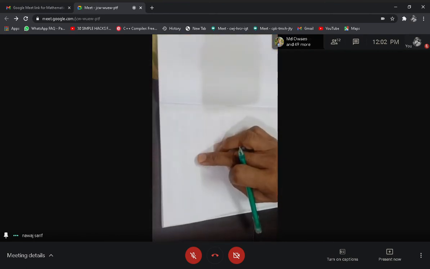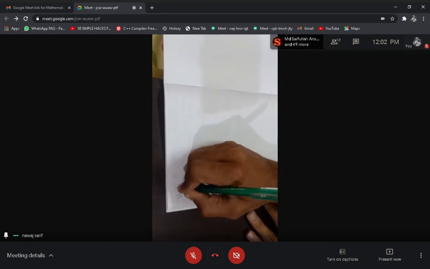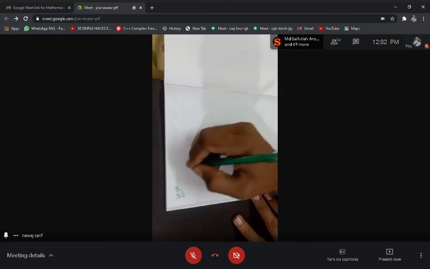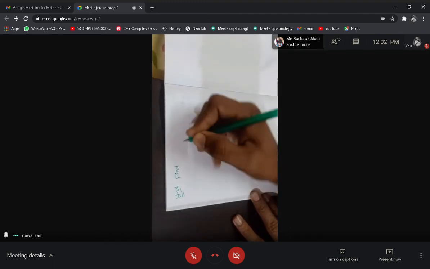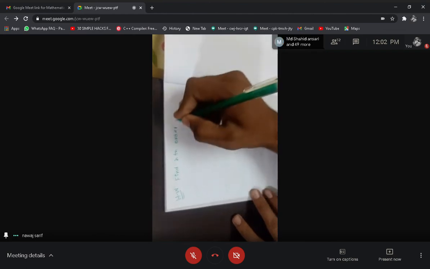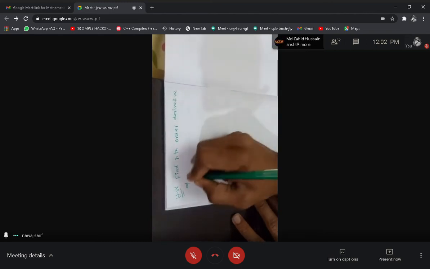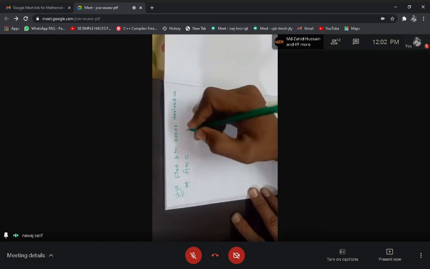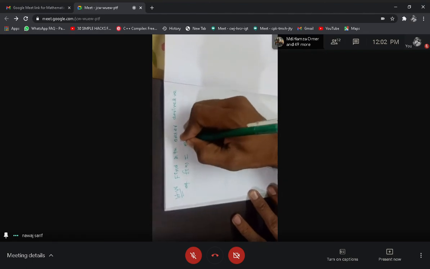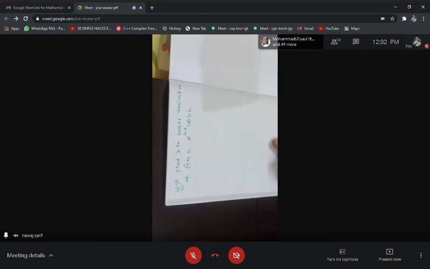Now for your homework, find the nth order derivative of f(x) equals e to the power ax cos bx. Okay, let's try to find out this derivative.